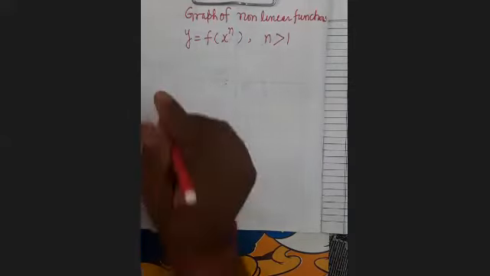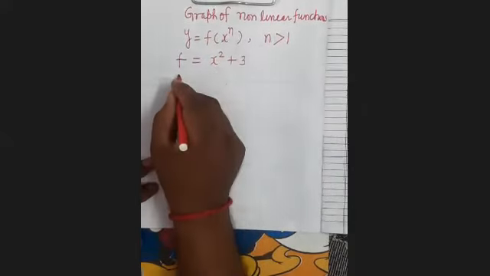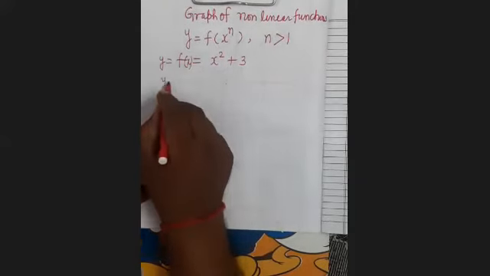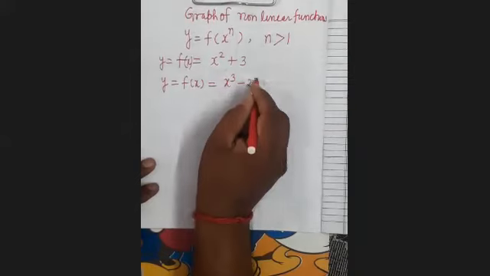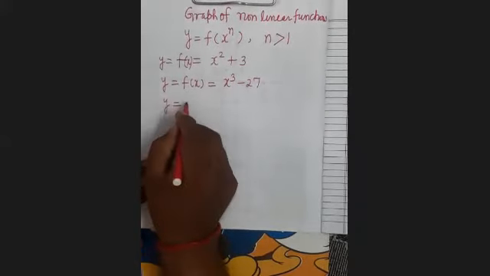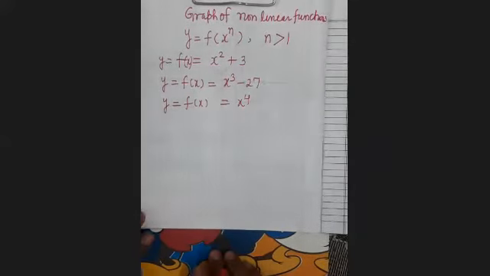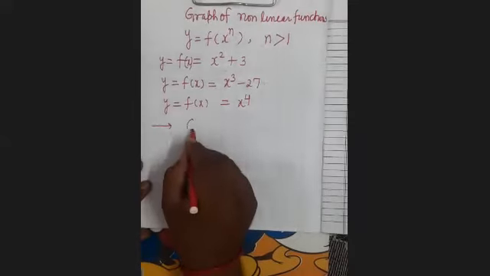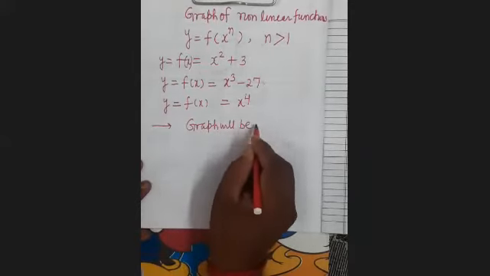For example, y equals x square plus 3. This you can write as f(x) also. It's clear. y equals x cube minus 27. y equals x to the power 4. Like this, we can write many functions. The graph of a non-linear function will be curved.